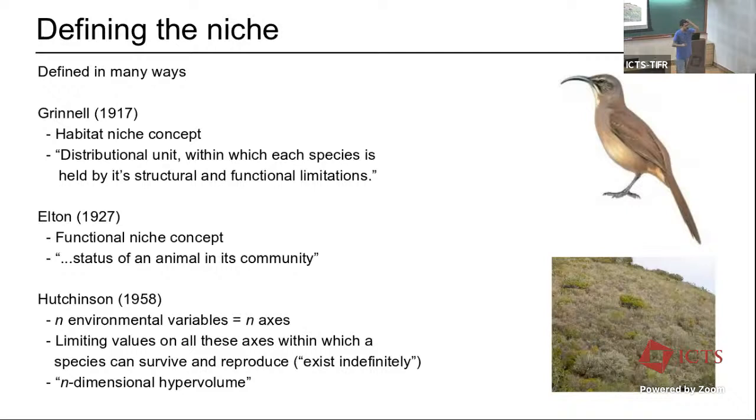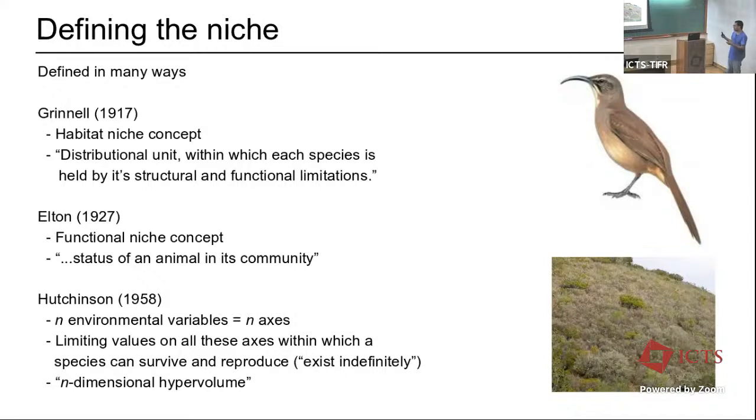Ten years later, Elton comes up with the functional niche concept, which is the role that a species plays in its community, or the status of an animal in its community, is how he defines it. And he says, in a community, you can have, for example, a predator. That's the role that that organism plays in the community. It eats other things. Or you can have prey. Prey is eaten by other things. So that's the role that the species has in the community.